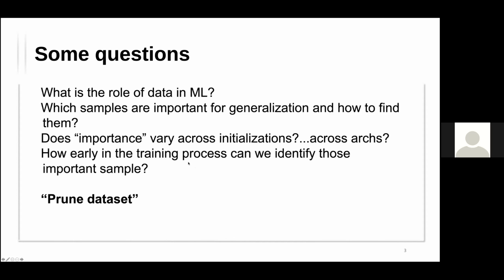So basically, the problem is about pruning the data set. We want to find a subset of the original data set such that when a model is trained on the subset, it can perform as well as the model trained on the whole data set.